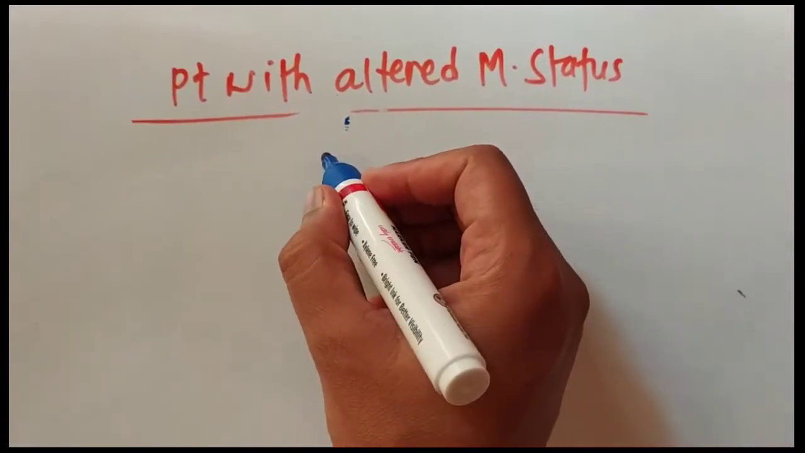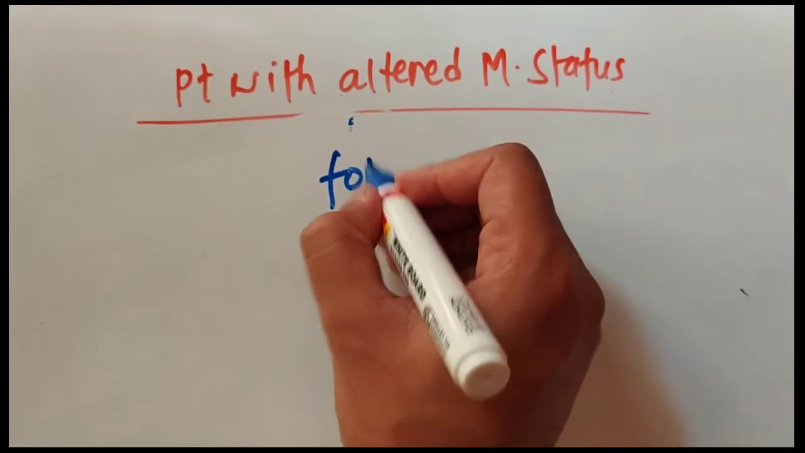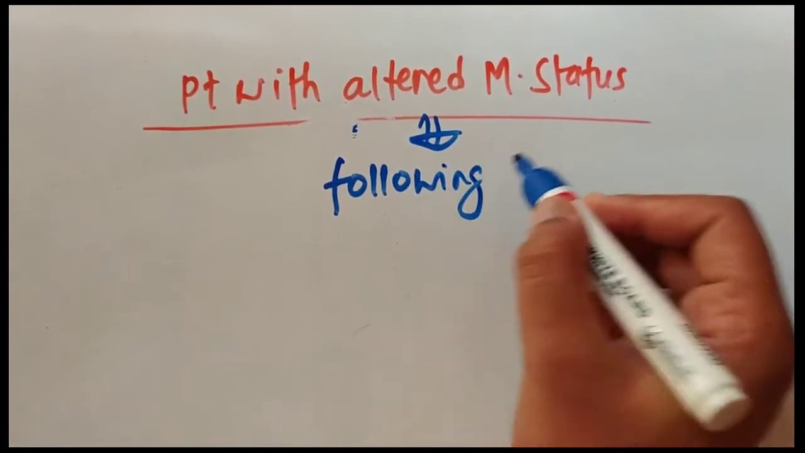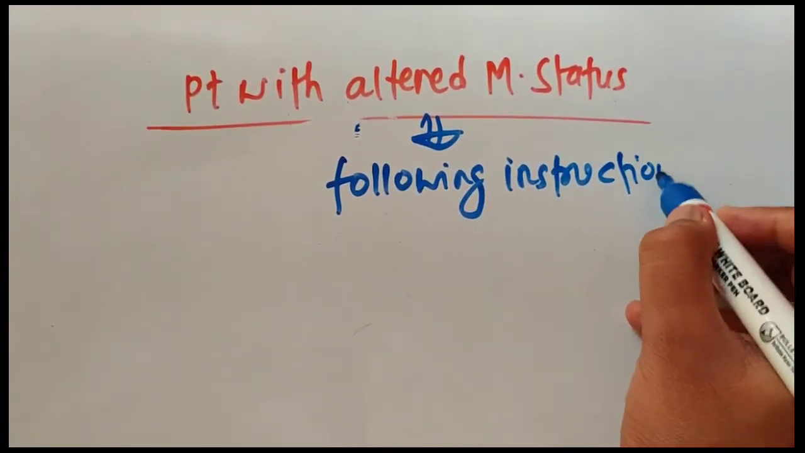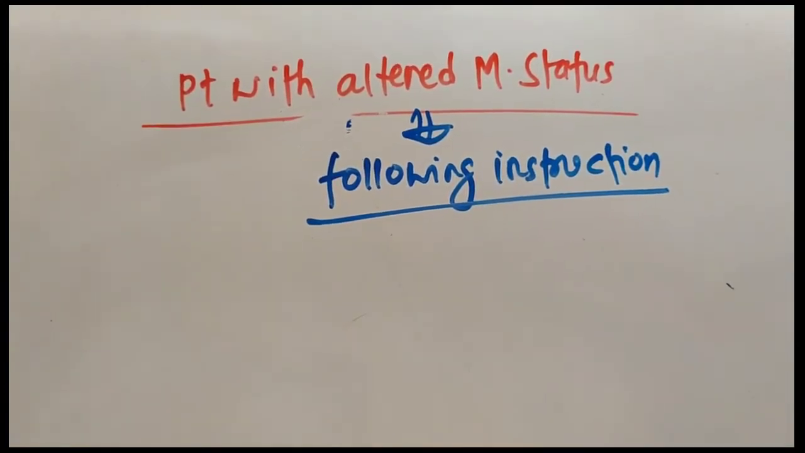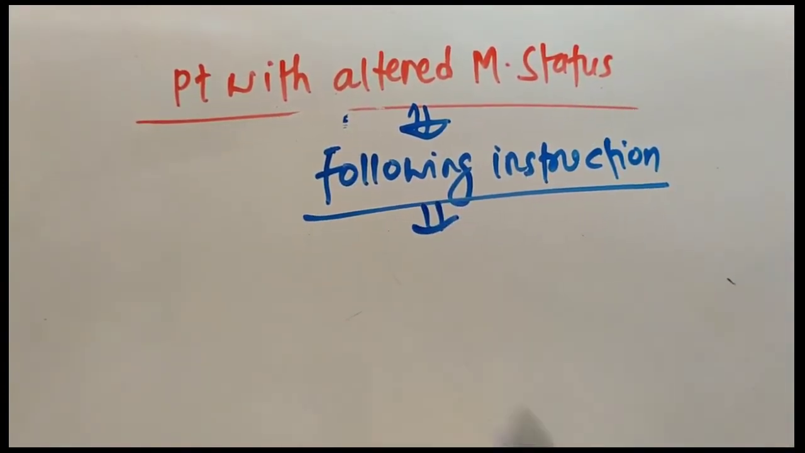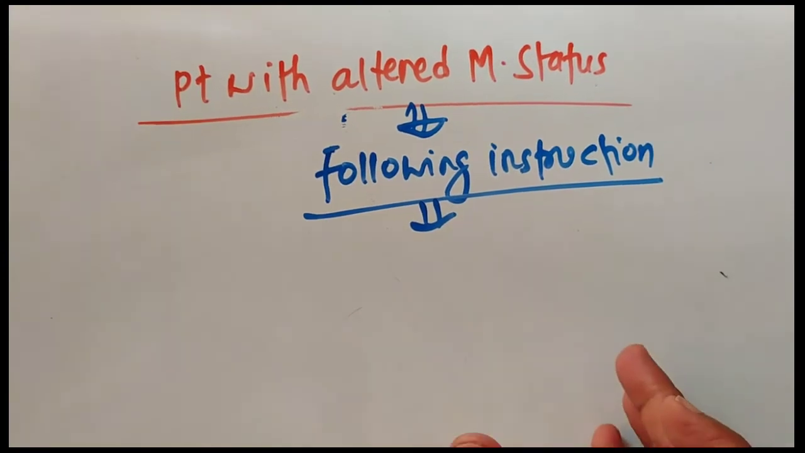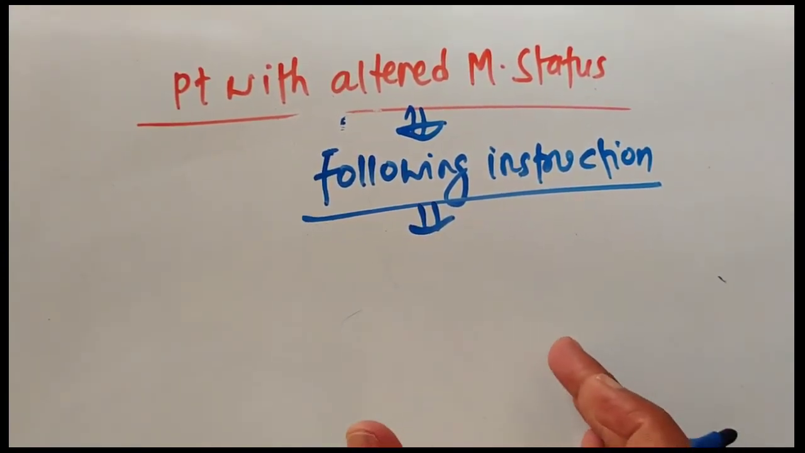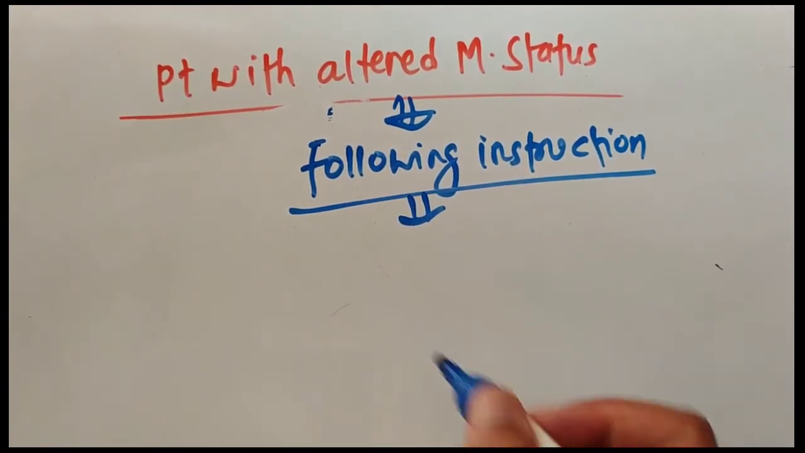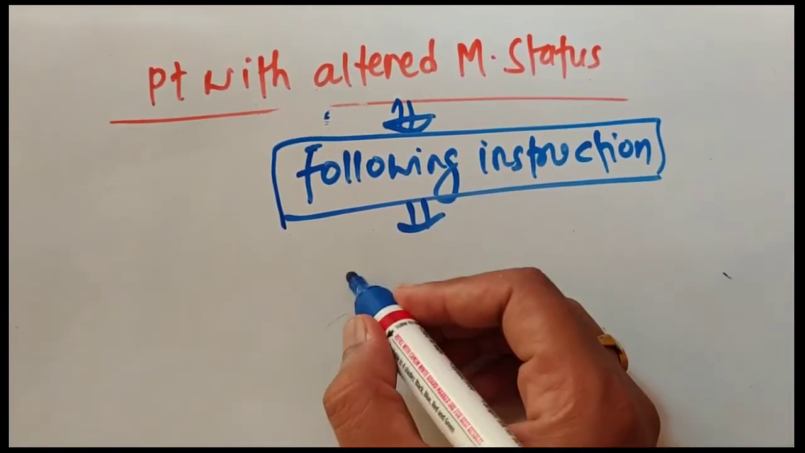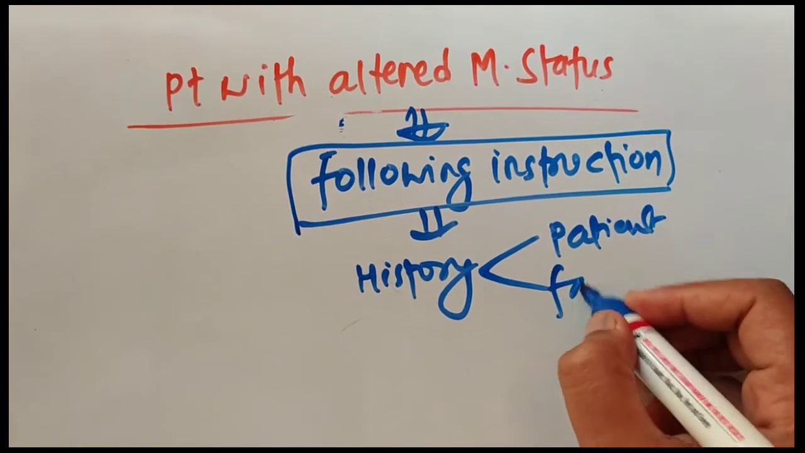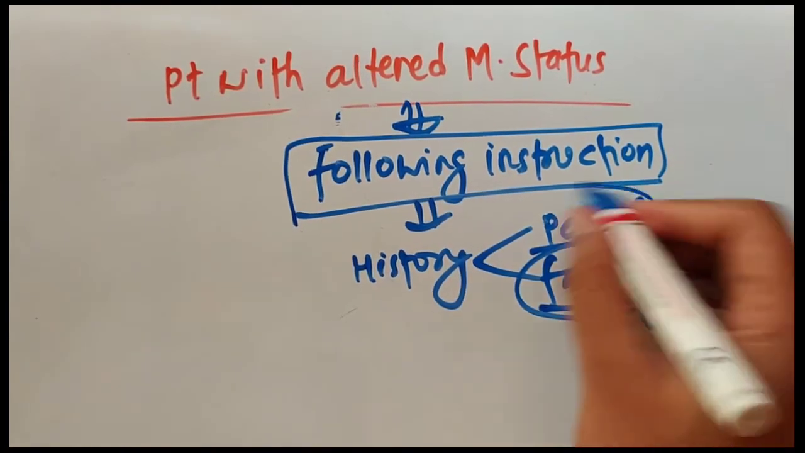But if the patient has altered mental status but is following our instructions, suppose the patient is telling us that I am having confusion, I am having loss of memory, or I am having attention deficit, and the patient is talking to you and following instructions, then the history should be taken both from the patient and from the family.